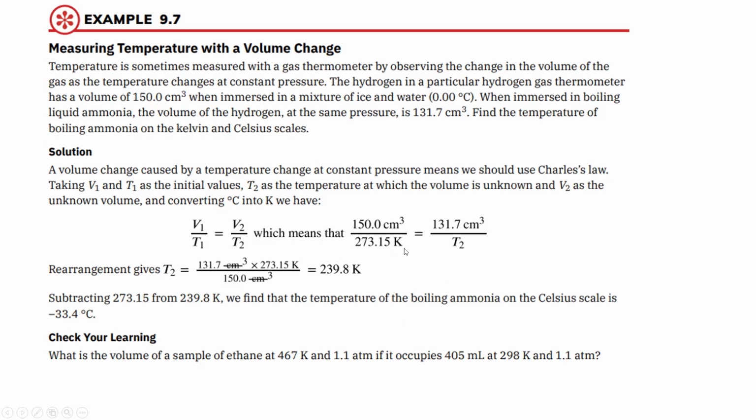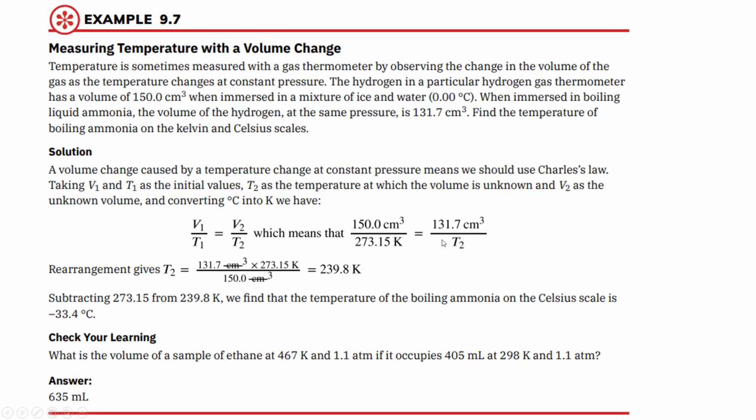So again, we'll just go through like we did here, do a little algebra and solve. And ultimately, we'll see 635 milliliters will be the new volume. And again, that makes sense because 467 Kelvin is a much higher temperature than 298 Kelvin. So that sample, since it's at constant pressure, 1.1 atmosphere, should occupy a larger volume than what we had here. So 635 is definitely larger than 405. So again, it's an indicator that we probably set up that equation correctly.